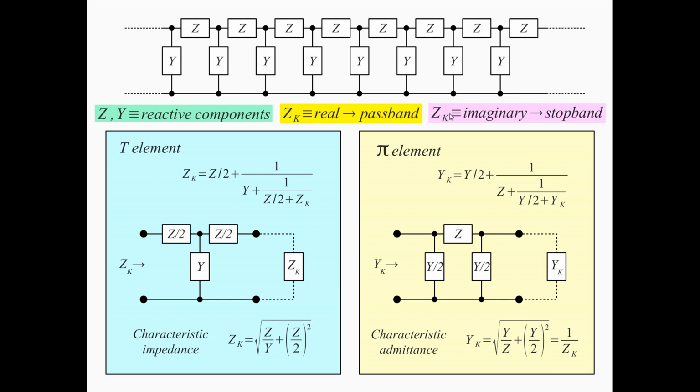But if the characteristic impedance of this transmission line is purely imaginary, then this frequency cannot go through this filter, because it's reflected back, sequentially reflected back on each component pair here. So this will be the stop band of this filter.